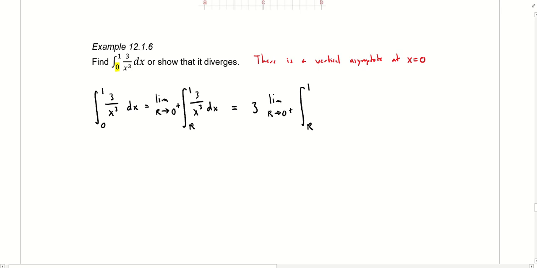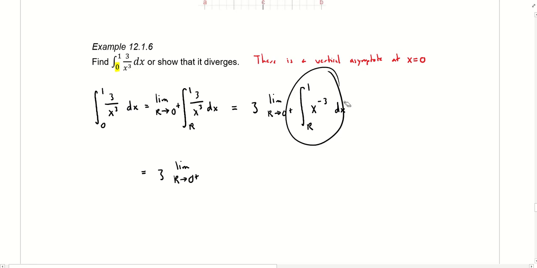What I'm left with as my integrand is 1 over x cubed. I'm going to go ahead and rewrite that as x to the negative 3, just to get rid of the fraction. This is going to be a little bit easier for us to solve. So let's go ahead and do that. So this is 3 times the limit as r goes to 0 from the right.